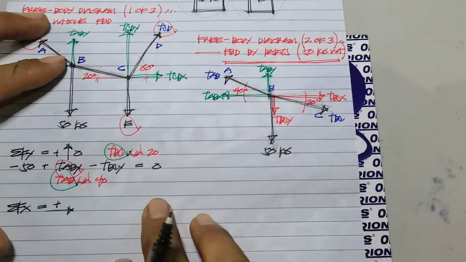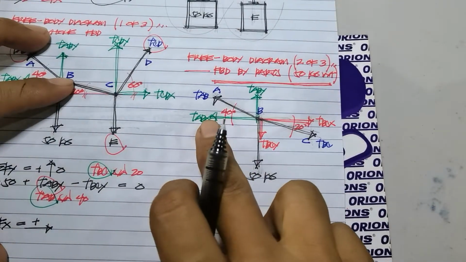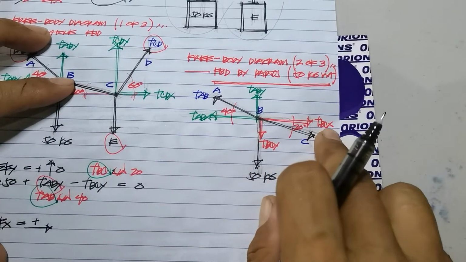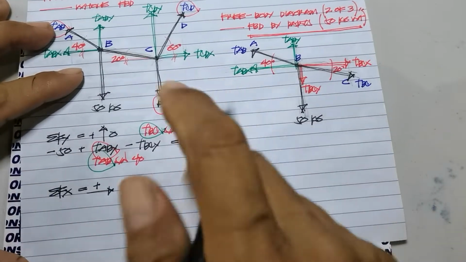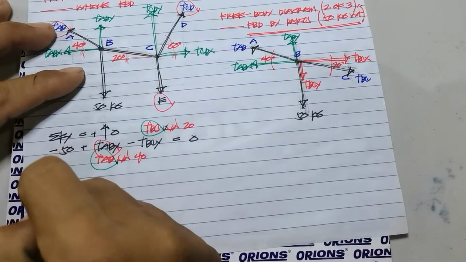So, how many horizontal components of force are there? I have 1, TAB of X, then 2, which is TBC of X. So, TAB of X is negative since it is directed to the left.